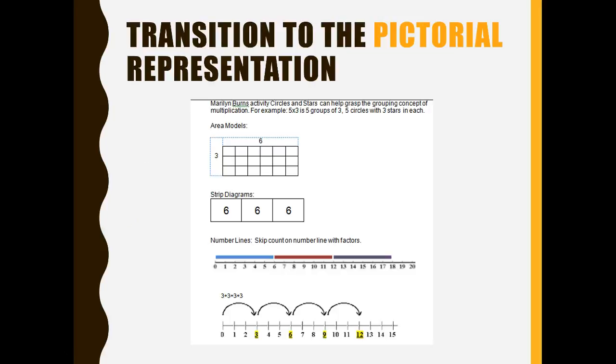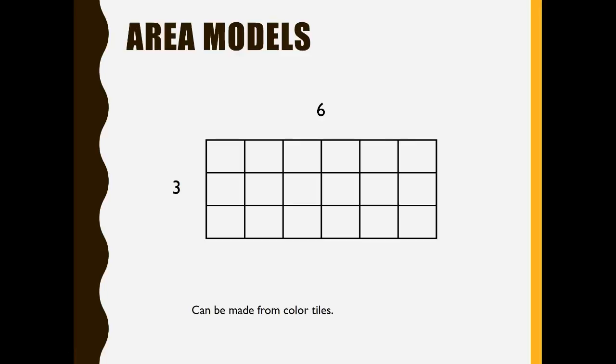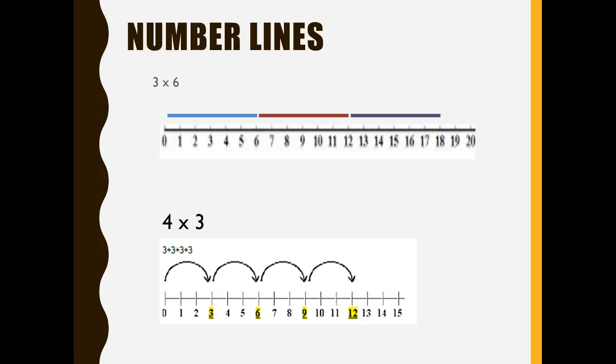Now, after you make sure the kids have a good understanding conceptually of multiplication, then we can move to the pictorial representation. And here are some examples of using pictorial representation. So looking at it closely, you can use color tiles to form area models where kids can see that there are 3 rows of 6. Number lines would be the next step.